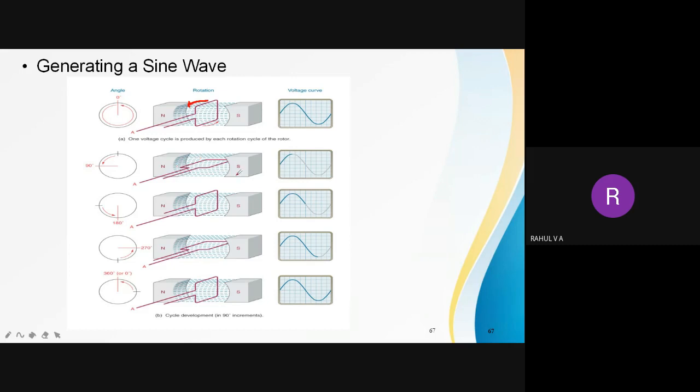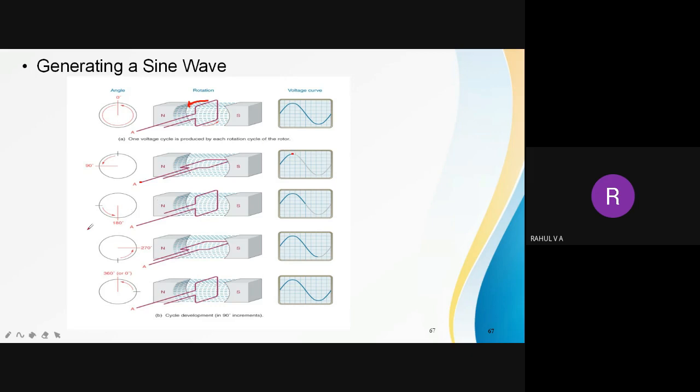So when I am measuring voltage at A, or EMF at A with respect to B, it slowly increases from 0 to maximum. So why is it increasing? Because this conductor cuts the magnetic lines, or the linkage of magnetic flux is changing.